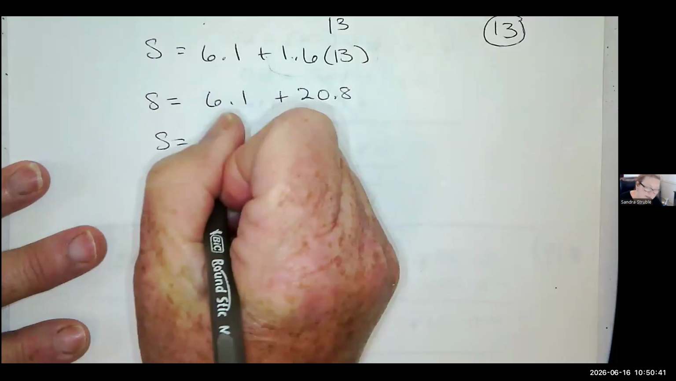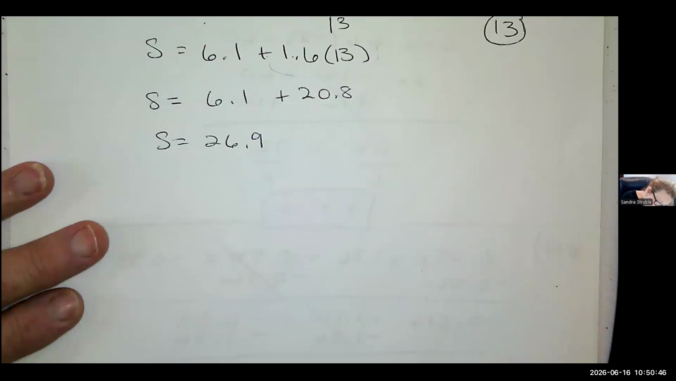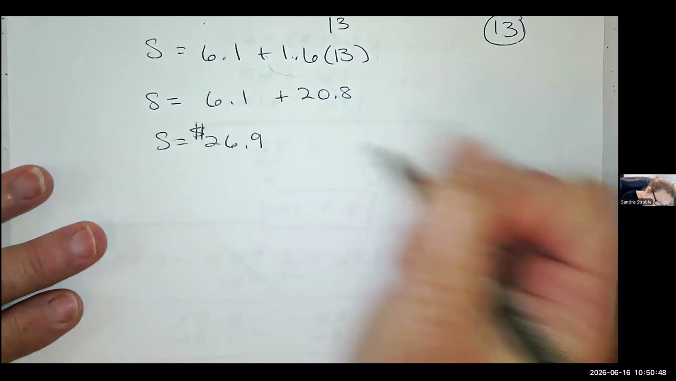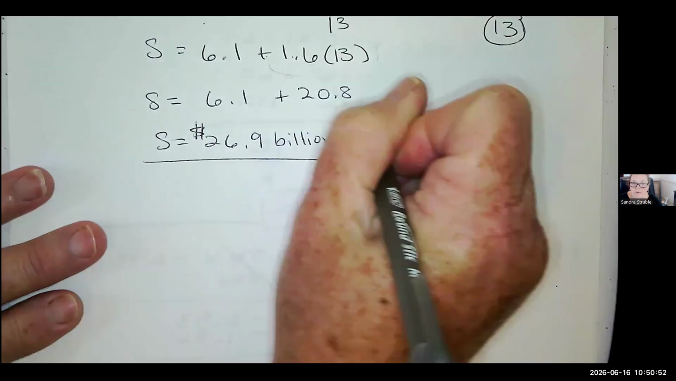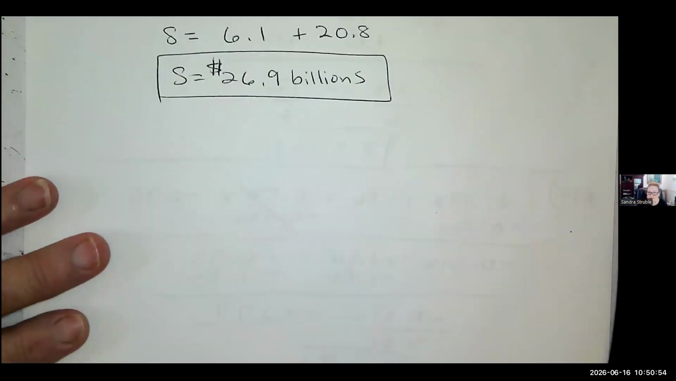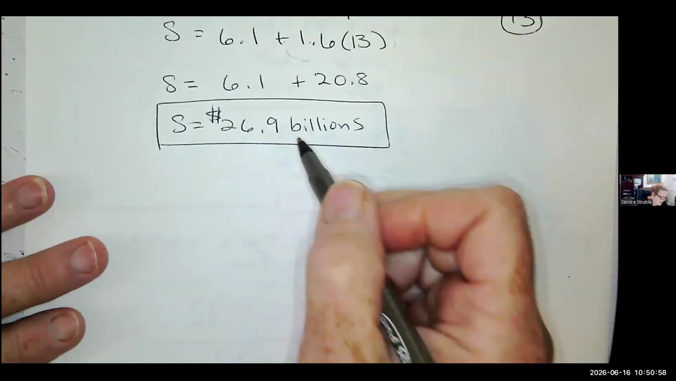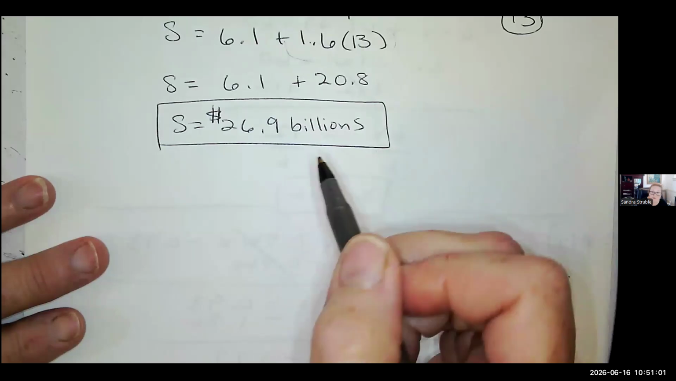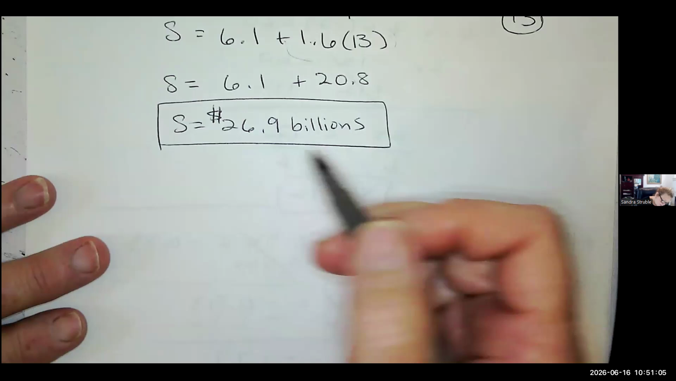Now, this is billions of dollars. So you need to have your dollar sign and write billions. All right. For your next two classes, you would have to write this in sentence form. You would have to say, in 2011, the sale of statin would be $26.9 billion.